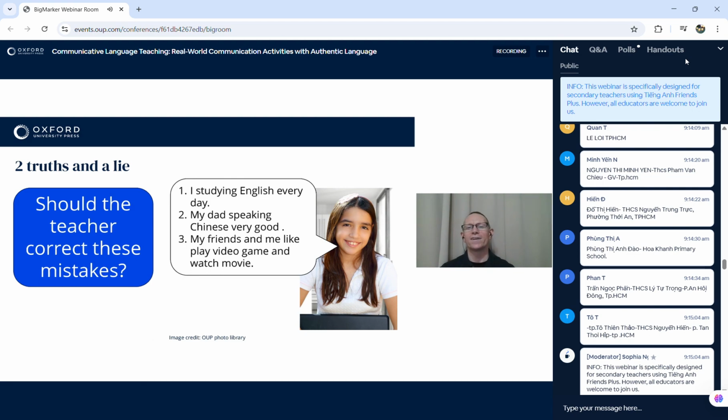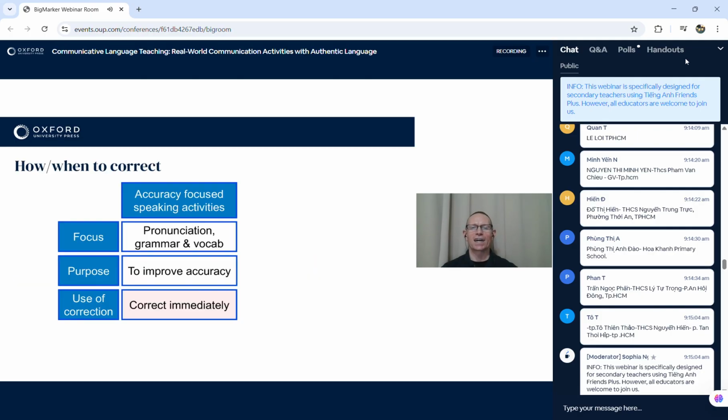But why shouldn't we correct? Well, let's think about the different types of speaking activity we usually do. There are accuracy-focused speaking activities. These are focused on correct pronunciation, correct grammar, and correct vocabulary. Often students will be repeating after the teacher or reading out a sentence, and we're testing whether they're getting the grammar correct. The purpose is to improve accuracy, and you should correct your students immediately.